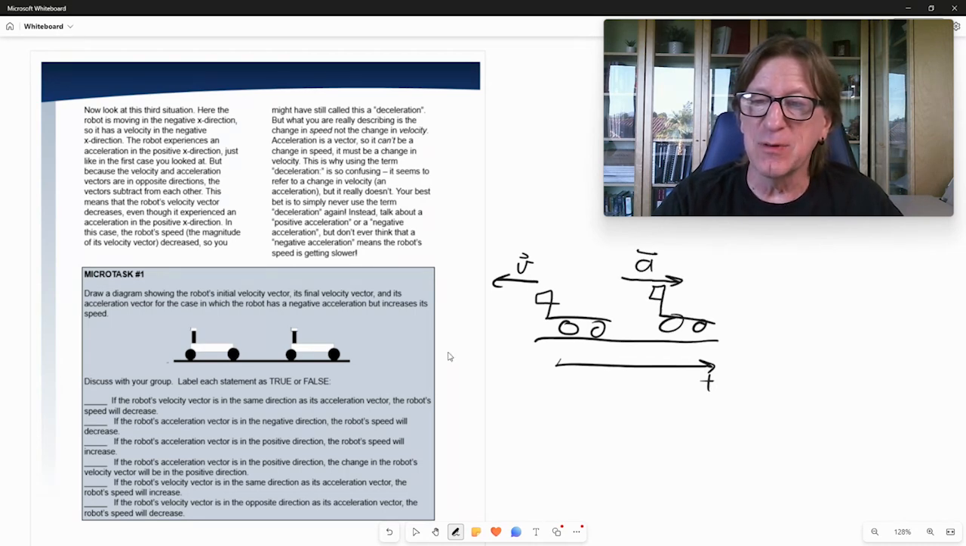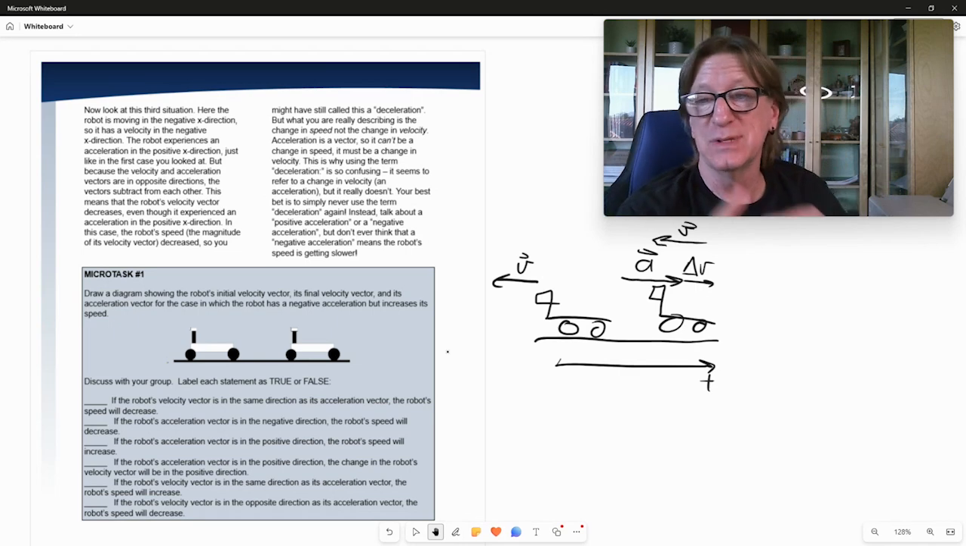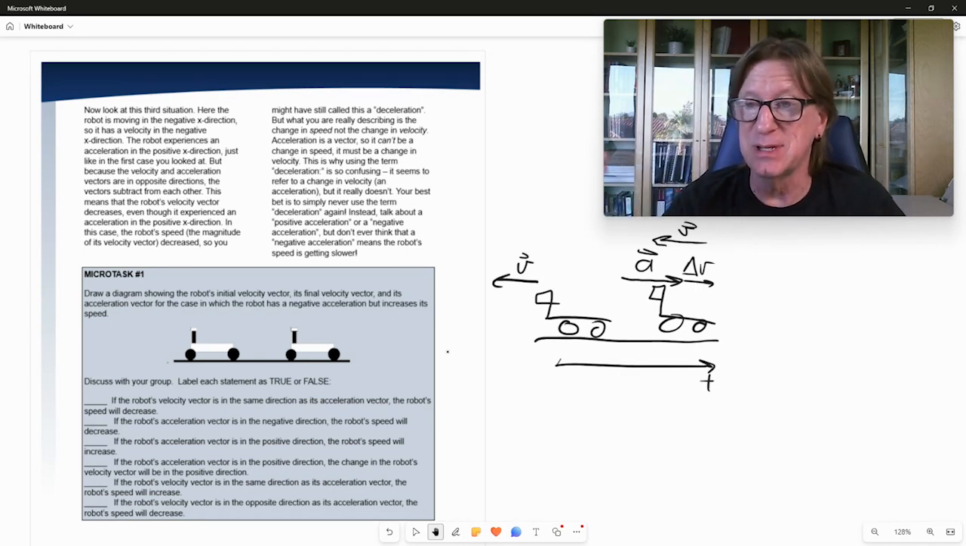Now I've got an acceleration. We'll use the letter A for that because we need some sort of symbol. So now I've got an acceleration in this way. Well, that, remember, is my change in velocity. So my change in velocity is in this direction. My original velocity is in the opposite direction, in the negative one. So what happens to the overall velocity once I'm finished applying this acceleration? Did it speed up or did it slow down?